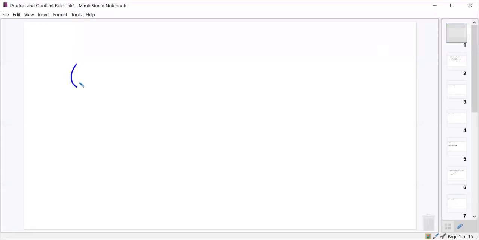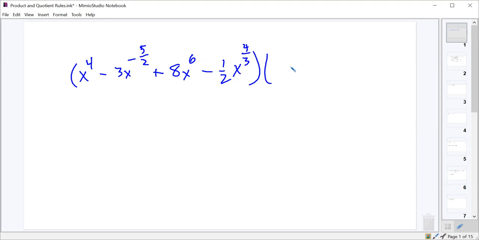Here is a function: x to the fourth minus 3x to the negative 5 halves plus 8x to the sixth, minus 1/2 x to the 4/3 times 2x plus 5, minus 7x to the fourth plus 3x to the negative 2. Don't write this down, by the way. How do you like that function? Pretty good function? Yeah, pretty good function. I want its derivative.